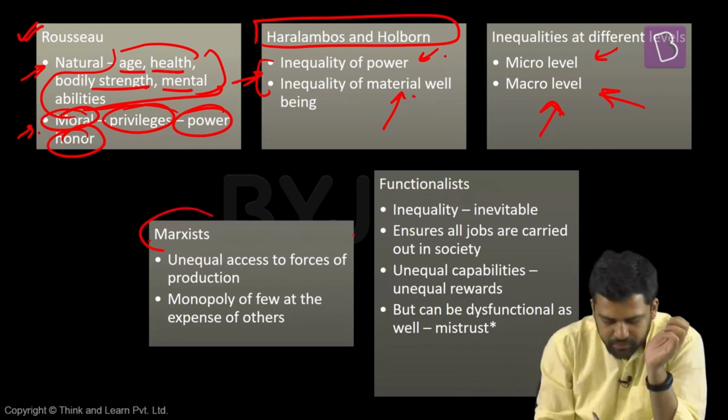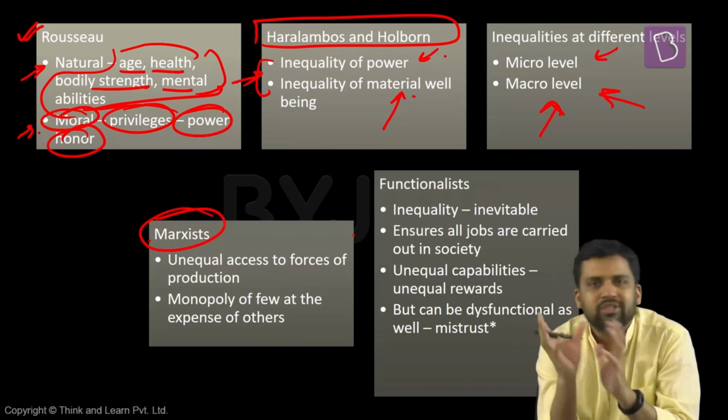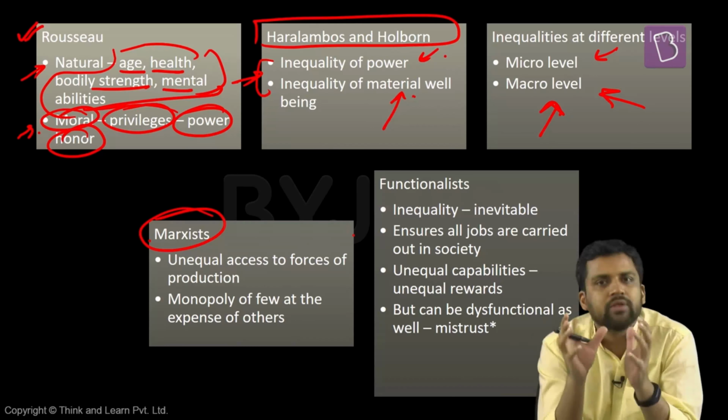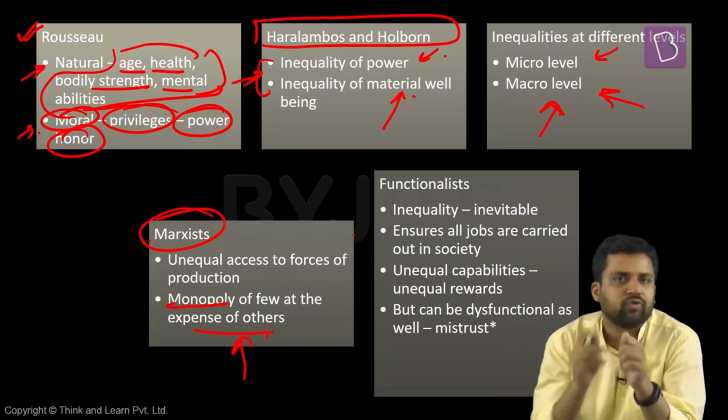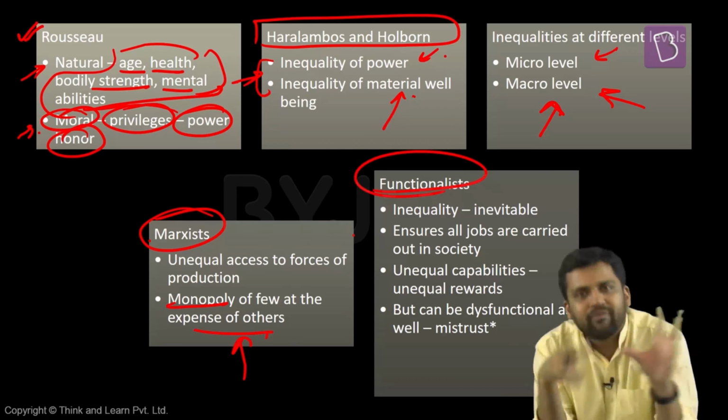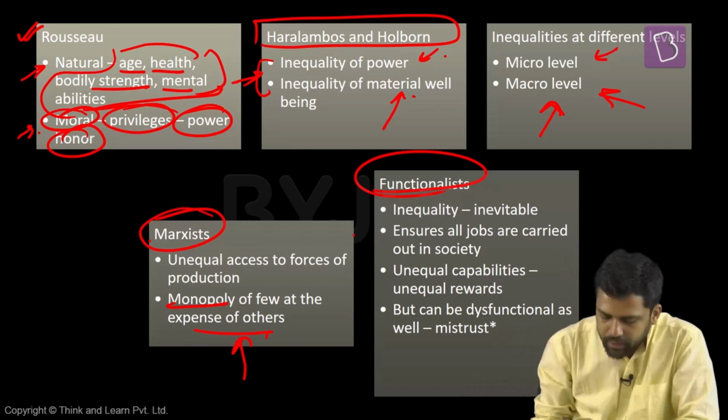According to Marxists, inequality is because of unequal access to means of production, forces of production. A few individuals are the ones who own the means of production, and they have the monopoly at the cost of others, at the expense of others. Functionalists have a different perspective here. According to functionalists, inequality is inevitable.